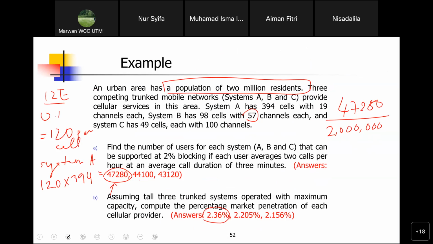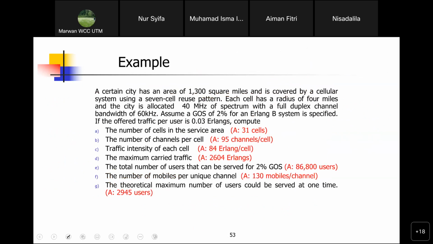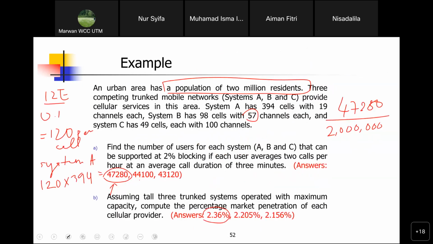You need to choose an area, the population area, then you need to increase the number of subscribers that you can serve based on the limited number of channels that you have. You can start your design with 2%, 5%, 10%. Just give the reason behind it, why you choose it. When you do the comparison, what are the advantages, what are the disadvantages. Okay, so that is how you use Erlang to increase the number of users per cell.